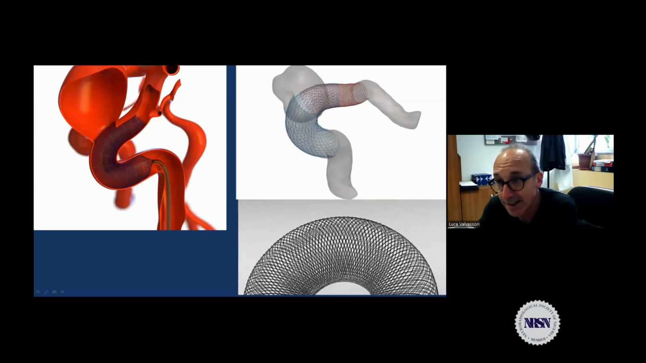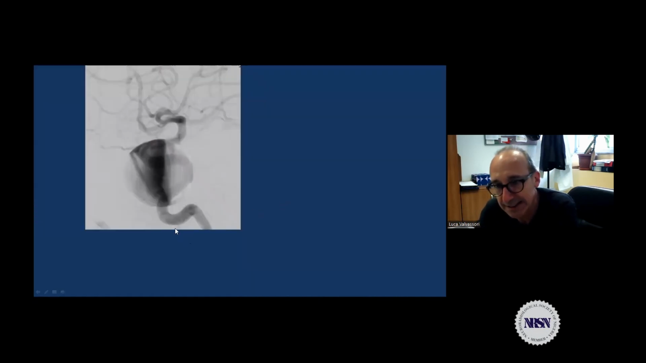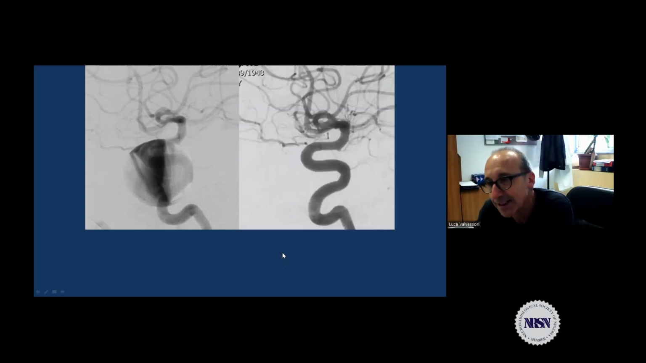These are the flow diverter stents. They are not stents, but for analogy, they are called flow diverter stents, a dense mesh that diverts the flow. And these are the images of aneurysms that we have been treating over the last 15 years.